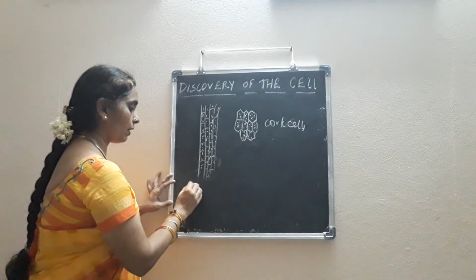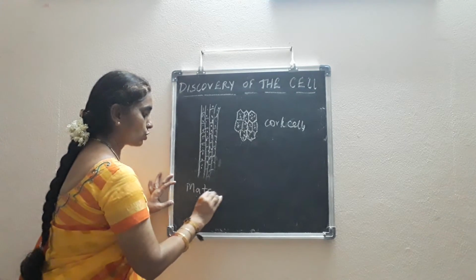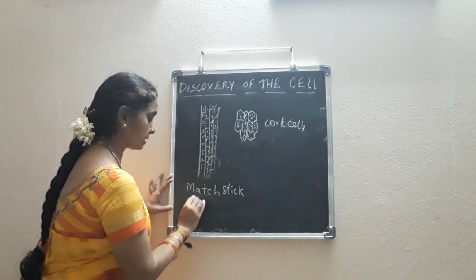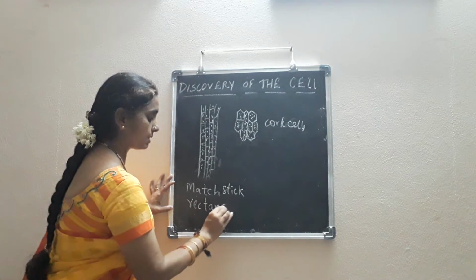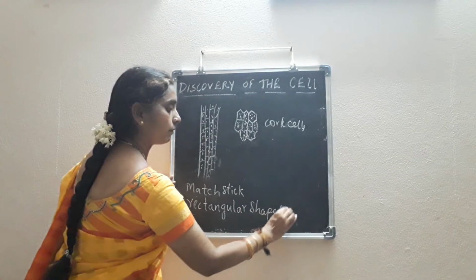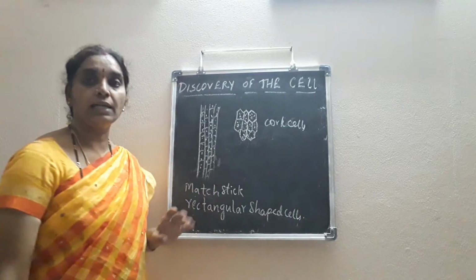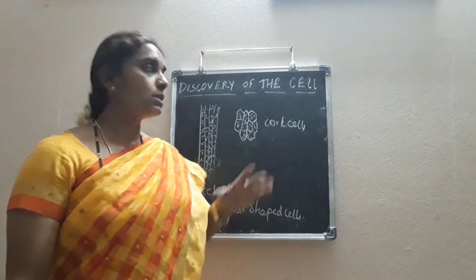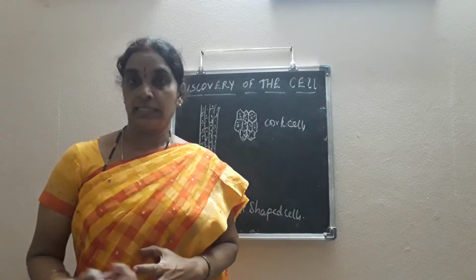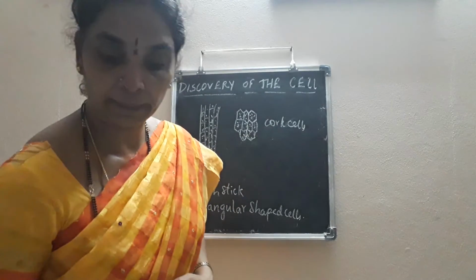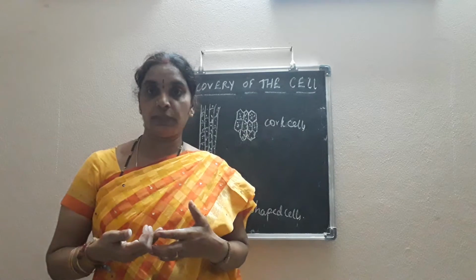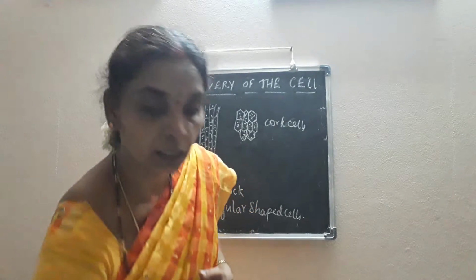This is an observation of the matchstick, which showed rectangular shaped cells under the microscope. You can see the rectangular shaped cells under the microscope. Is it clear? So this is about the dead cells. Then what about the plant cells, or if you observe the onion? If you take an onion and peel it, I will show you how to peel the onion.